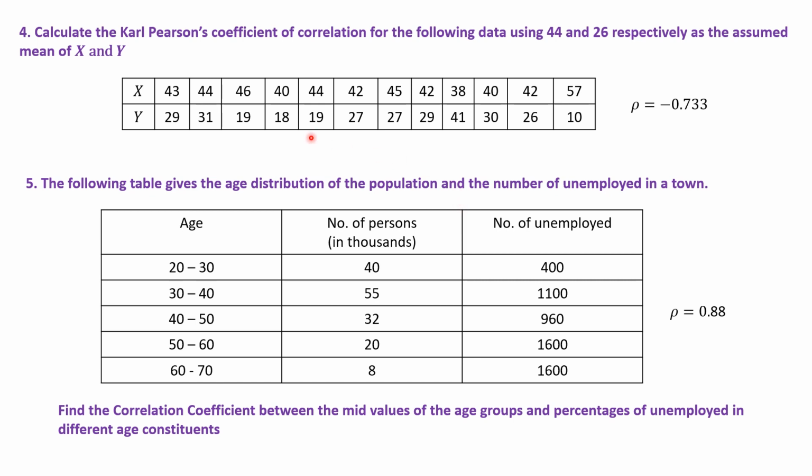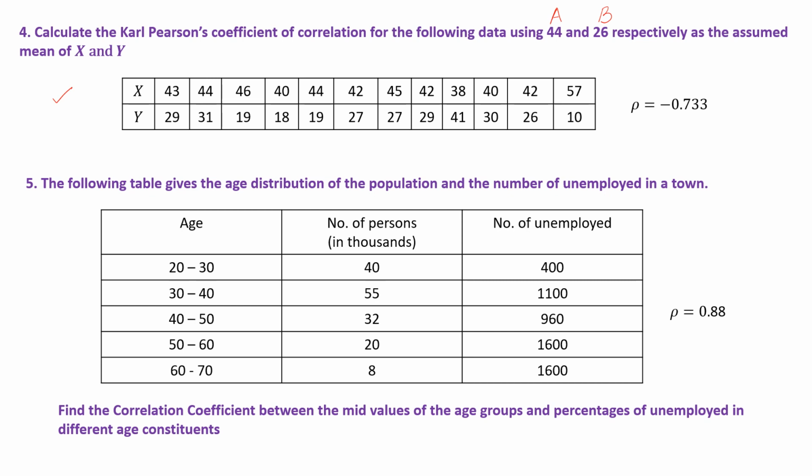Two more questions. Calculate Karl Pearson's coefficient of correlation for the following data using 44 and 26 respectively as the assumed mean of x and y. So normally we can assume any value as a and b, but here the question has given you the value of a and b to be 44 and 26 respectively. So that means we have to use the assumed mean method in order to simplify this particular problem.